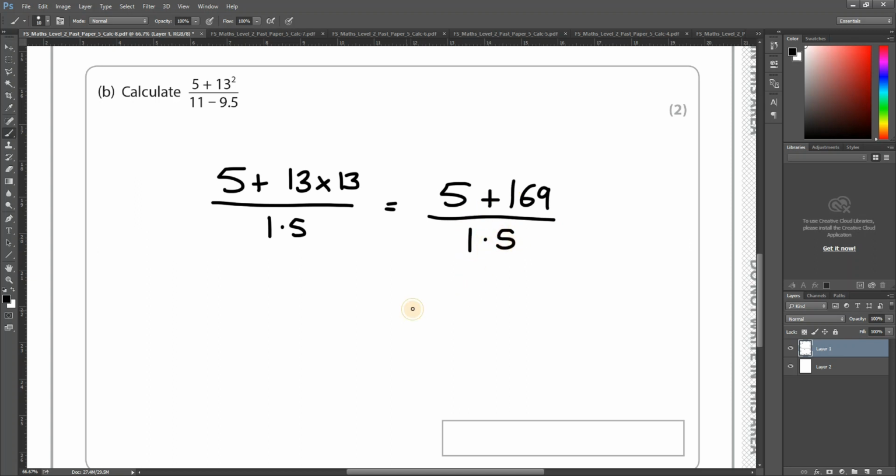And now I can do the top bit. 5 plus that gives you 174 over 1.5. So it's 174 divided by 1.5. Now I'm going to use my calculator and I get my answer, 116. So I would show some kind of working out, because it's 2 marks, you'll get something for showing that this bit here is 169, for example. You could technically work out the whole thing in your calculator, but do show some kind of working out because it says calculate.